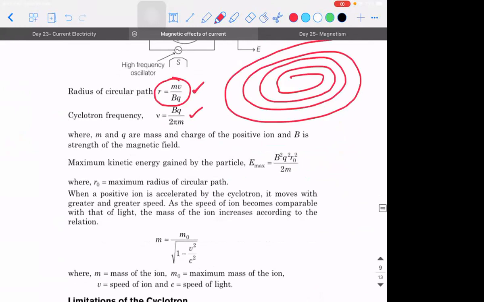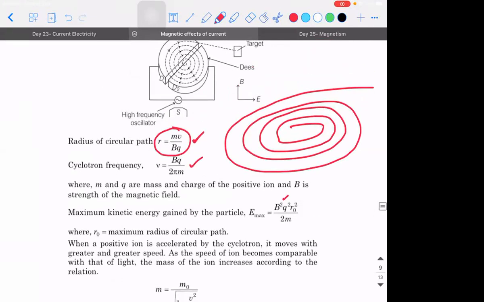Okay. The questions that you might get is they can ask you what is the maximum kinetic energy with which the particle is going to come out. So the maximum kinetic energy is possible when it has taken the maximum radius. The maximum radius that is possible with respect to the circular path is one of the radii of the D plates. So it is B square Q square R naught square divided by 2M.